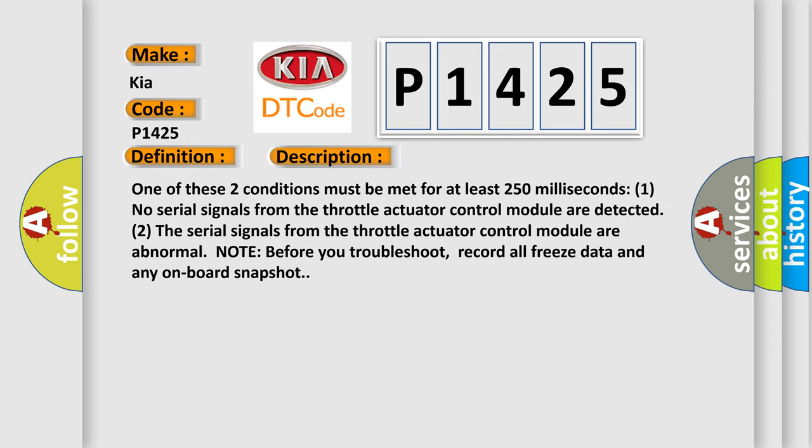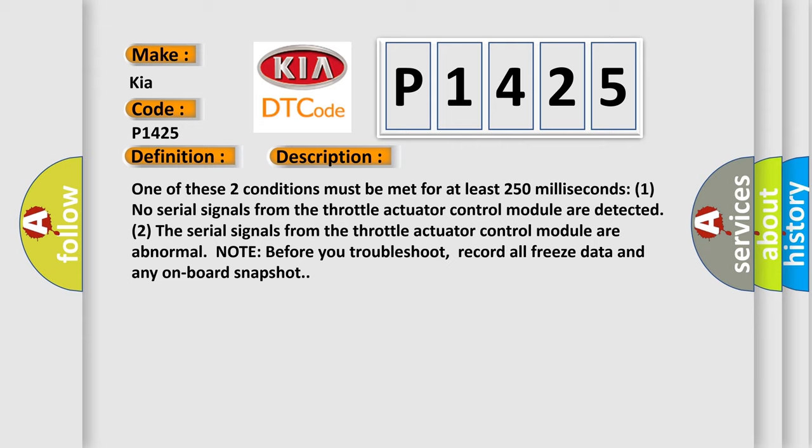One of these two conditions must be met for at least 250 milliseconds. 1. No serial signals from the throttle actuator control module are detected. 2. The serial signals from the throttle actuator control module are abnormal. Note: before you troubleshoot, record all freeze data and any onboard snapshot.